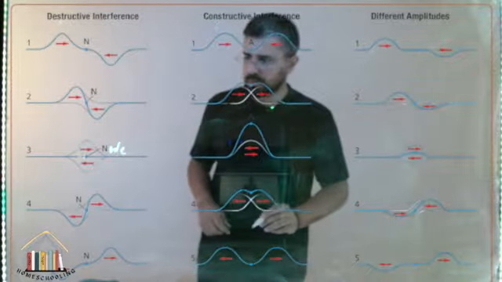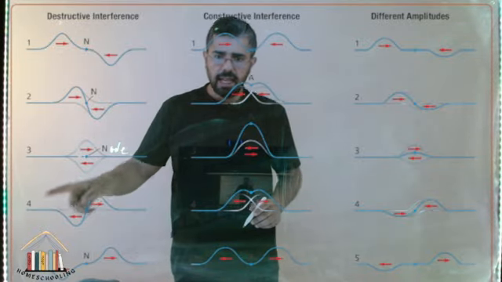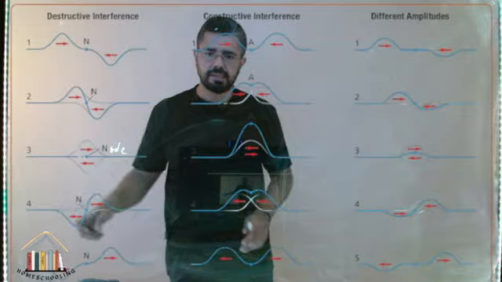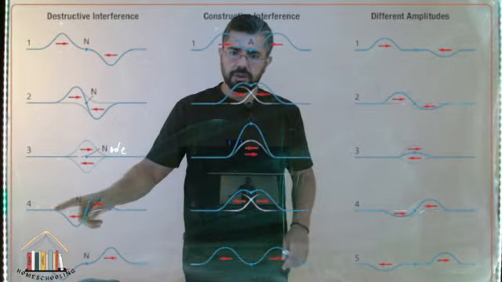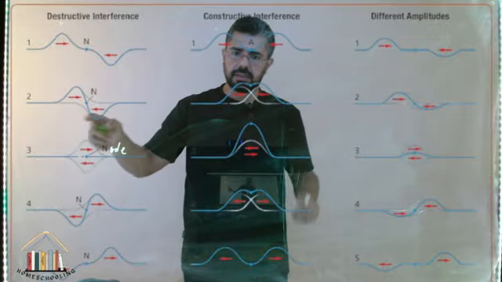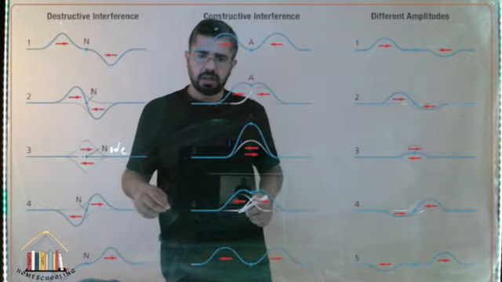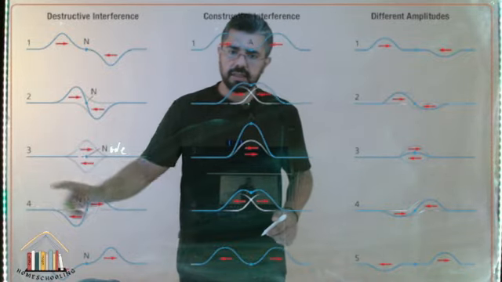N-O-D. It's a node. Okay? And then each wave continues in its previous direction. All right? So it's 4. Picture 4 is similar to picture 2, but in different directions. All right? But the most important part is here in 3.